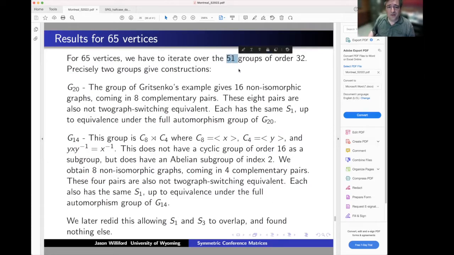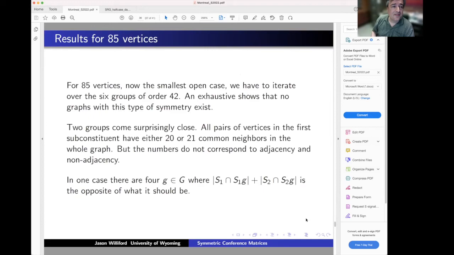So there were 51 groups. The abelian ones don't work, and there are only 2 that do give you this. So it looks like if you have a lot of groups, maybe there's just a lot more chances to succeed. For 85 vertices, that is now the smallest open case for a conference graph. Unfortunately, there are only 6 groups of order 42 to iterate over. And after an exhaustive search, we can say that there are no graphs of this type, unfortunately.